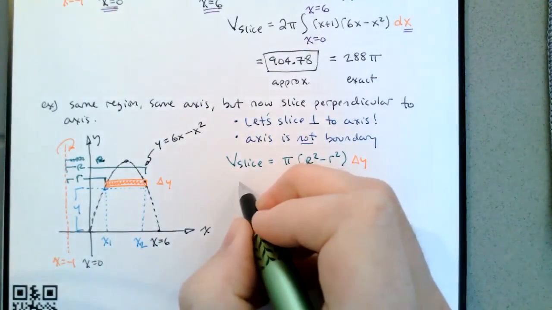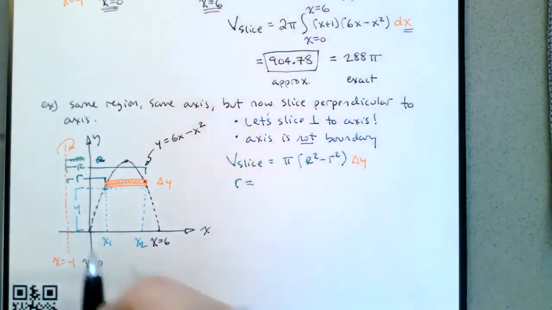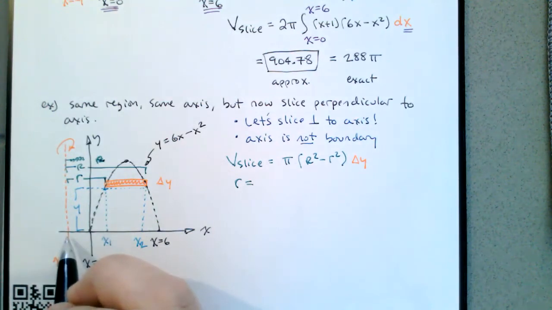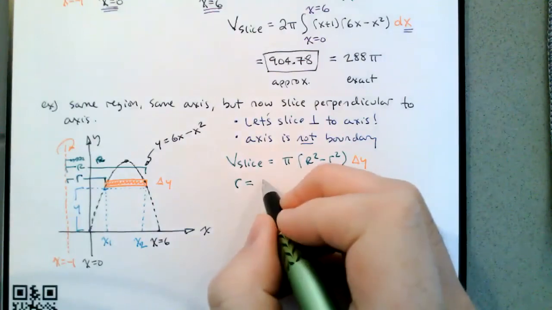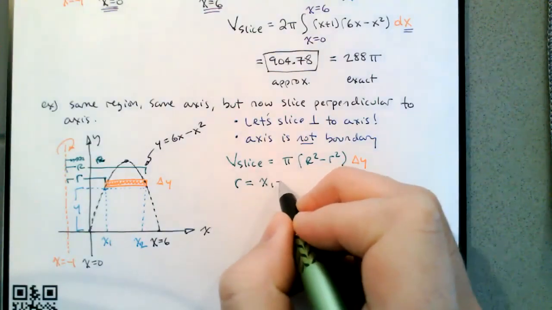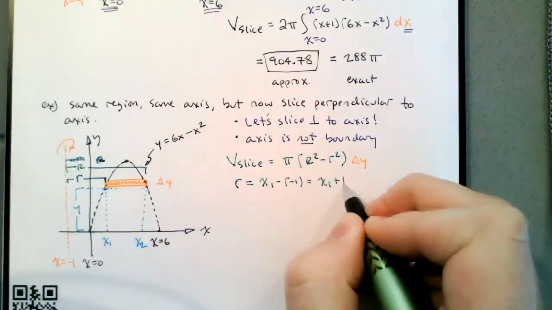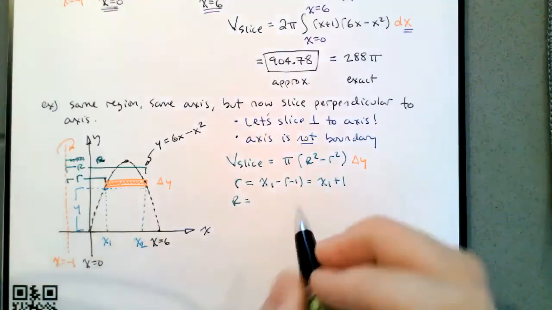So big R, I've been writing little r first, I think. Little r is the distance between x1 and the axis of rotation. So little r is x1 minus a negative 1. So little r is x1 plus 1, and big R is x2 plus 1.